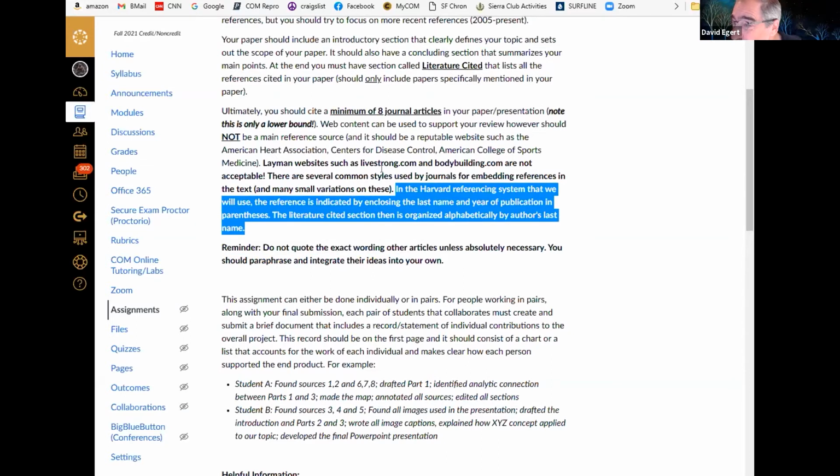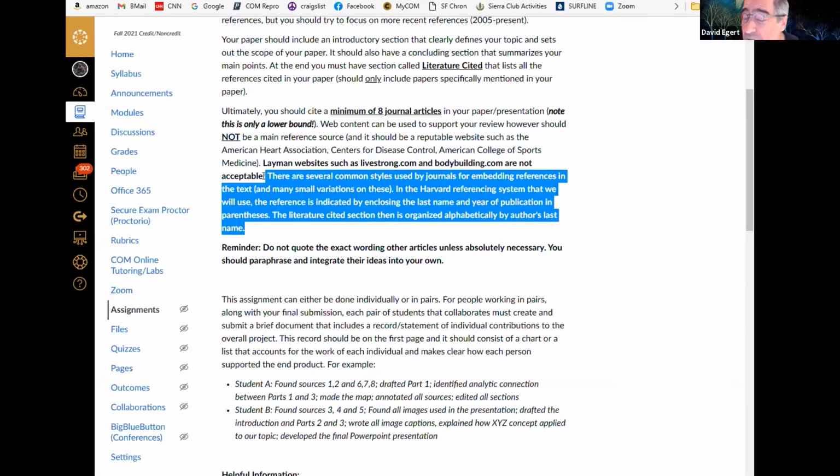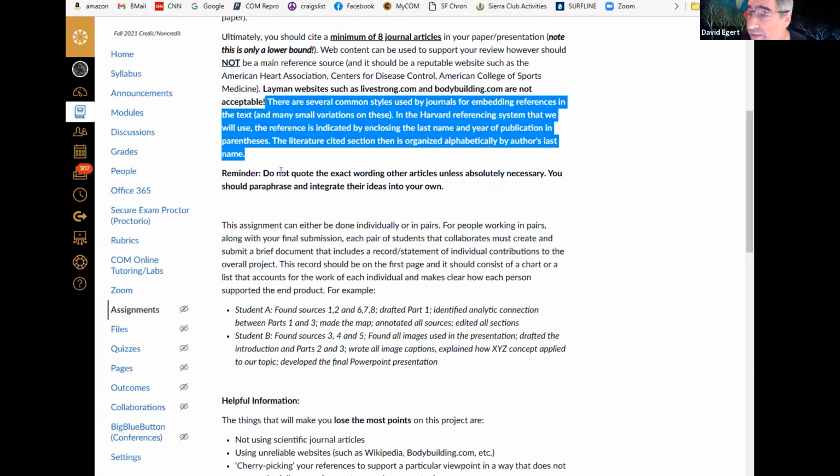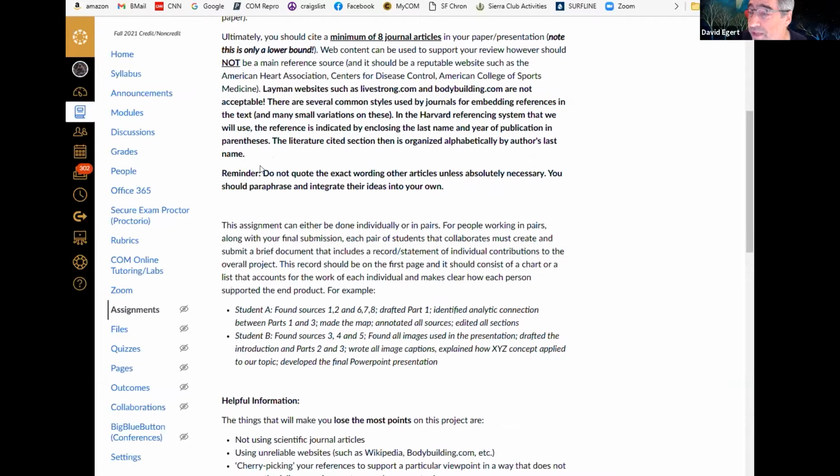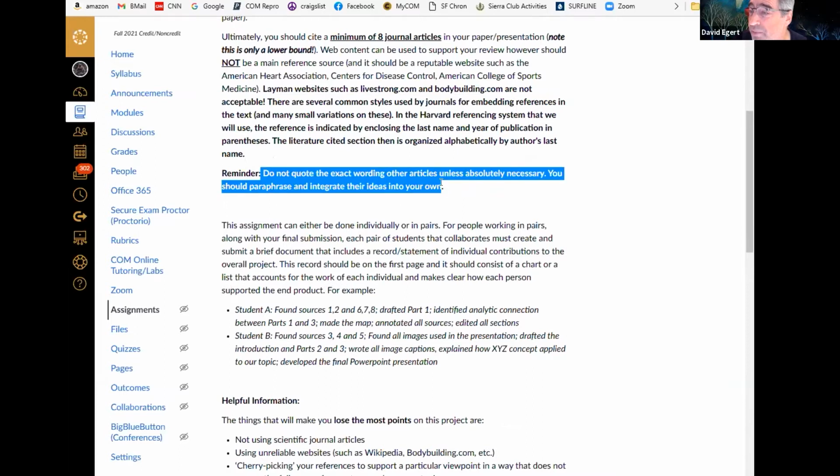Harvard referencing. So the referencing is the way we were doing it in this paper. Part of the reason we were doing this paper, and why I've been spending this time talking to you about what works and what doesn't work, is because this is going to be the high intensity interval training paper on steroids. Again, reminder, do not quote exact wording of other articles unless absolutely necessary.